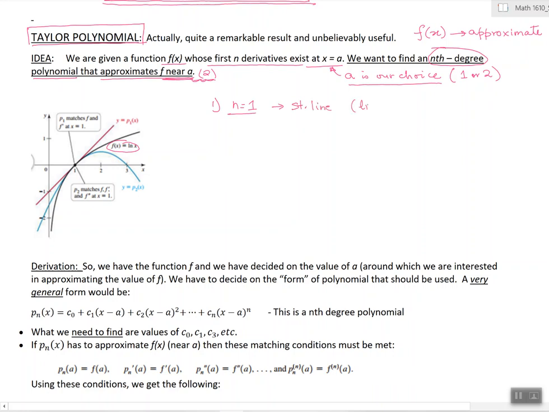This is a linear polynomial, so that would be a straight line. Here you see in red a straight line, and our a is 1 in this particular case. So we are interested near 1, and this line is approximating f of x. At 1 it's a perfect match.